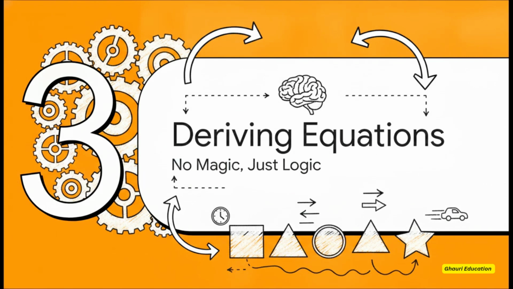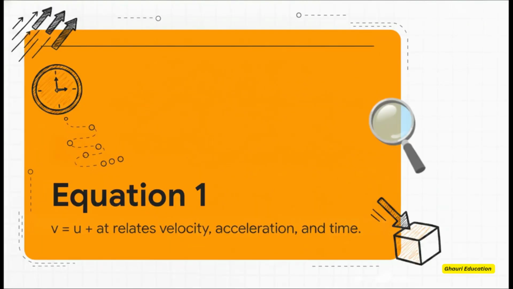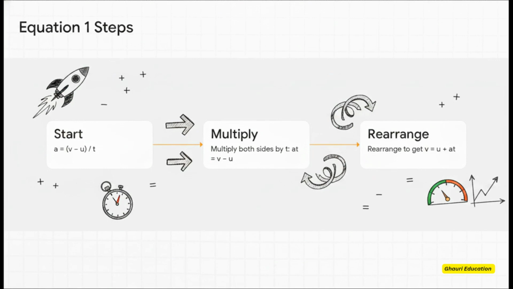All right, Section 3. Deriving the 3 equations. No magic, just logic. Here's the very first equation we're tackling. V equals U plus AT. It beautifully connects your final velocity to your starting speed, your acceleration, and the time that's passed. But where exactly does this formula even come from? Well, I'm going to show you that it's just a logical rearrangement of stuff you already know.